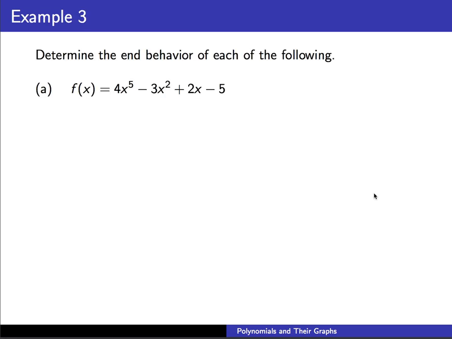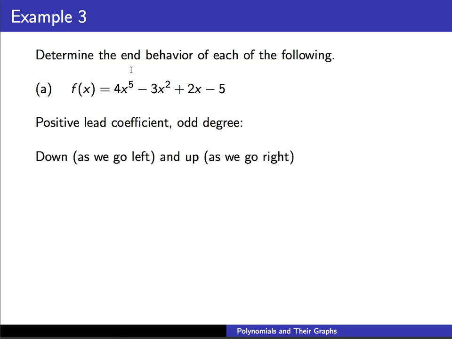To determine the end behavior of each of the following, we have f of x is 4x to the fifth minus 3x squared plus 2x minus 5. And we're only going to focus for this video for end behavior on the leading term, this 4x to the fifth. So we have a positive leading coefficient and an odd degree. That means we're going to go down as we go to the left and up as we go to the right.